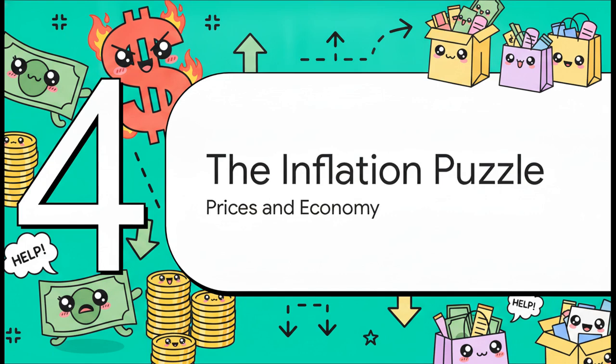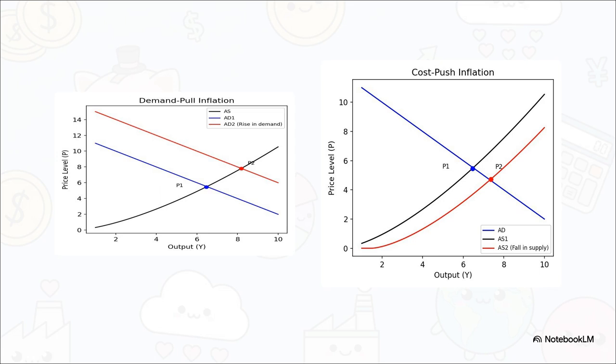All right, final section. Section 4, the inflation puzzle. So, when prices go up across the board, it usually happens for one of 2 distinct reasons. First, we have demand pull inflation. This is your classic too much money chasing too few goods scenario. Aggregate demand shifts upward, pushing prices higher. Alternatively, we have cost push inflation. This happens when the actual cost of production spikes. Say, raw materials suddenly get super expensive, which causes the overall supply to drop. Supply drops, and again, prices are forced upward.